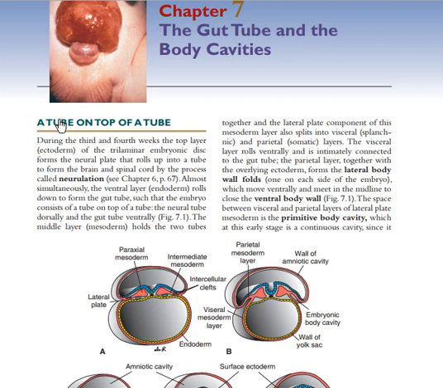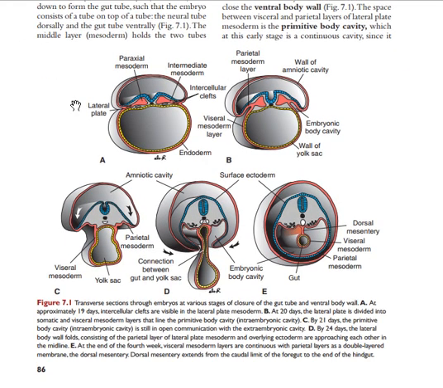So in this chapter we are going to visualize the gut tube and body cavities, their formations based on their embryologic origins. So to start with, we're going to visualize the formation. This section is a transverse section through an embryo showing the various stages of closure of the gut tube and the ventral body walls. Is it clear? So as you can see, this is actually a transverse section.